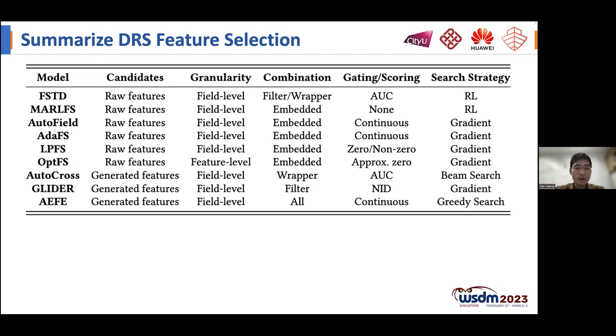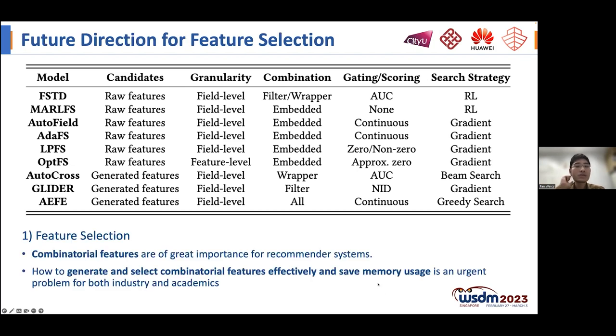And for the scoring function methods, they usually assign continuous scores for features, such as the AUC score and binary values. This cannot avoid the contribution of redundant features during the search, and it can lead to suboptimal results. So how to effectively generate and select combinatorial features and save memory usage is an urgent problem for our academia and industry.